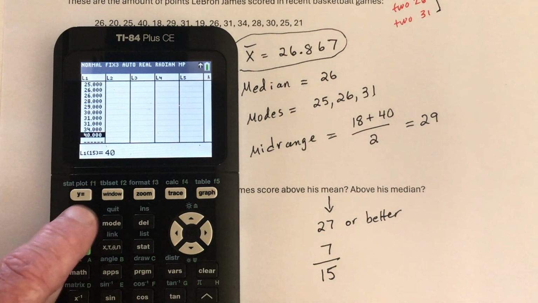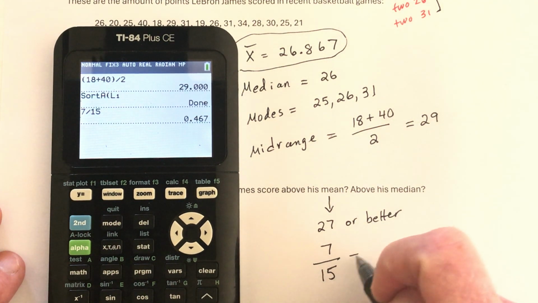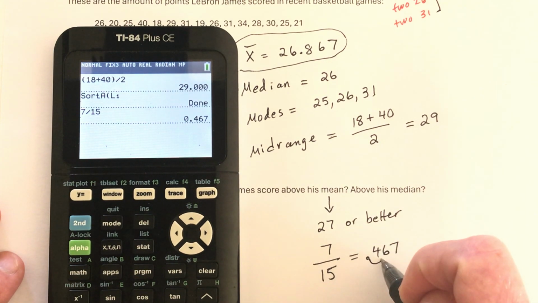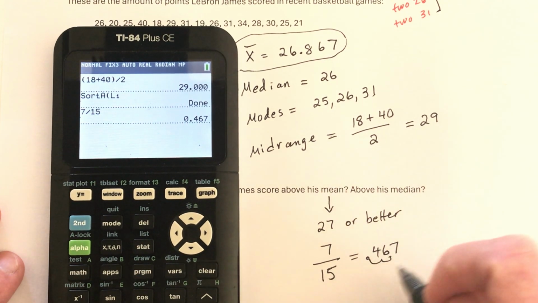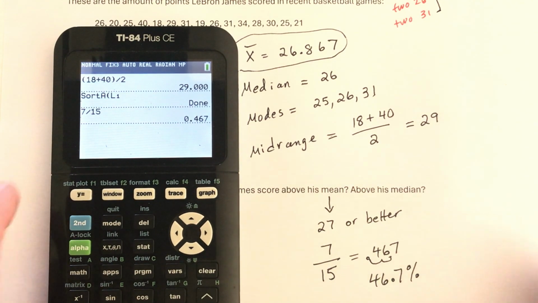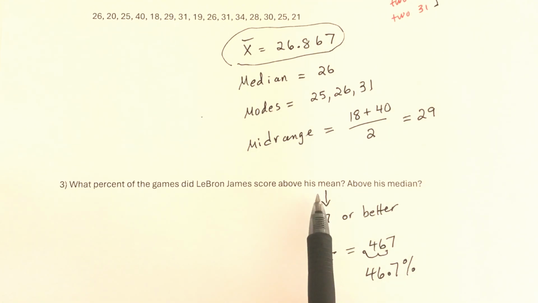And then if I put second quit, I can do 7 divided by 15. And then that would be 0.467. Move the decimal over by 2. And that would be 46.7%. All right, that's the first question.